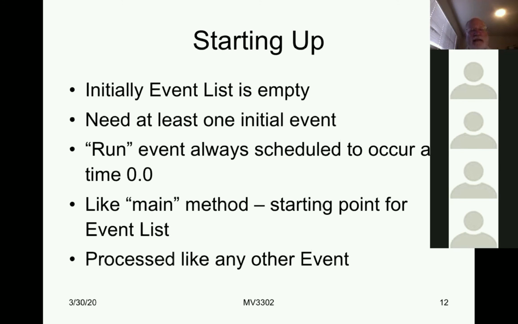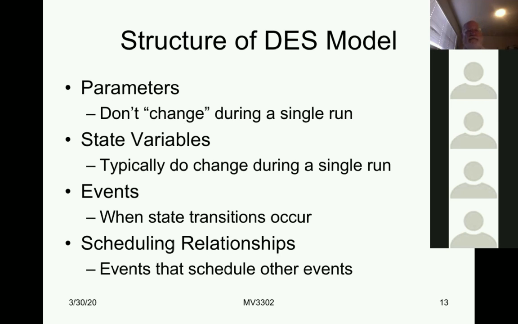You can think of it like the main method in Java. If you remember, where does Java know where to start? Well, it starts in the main method for the class that you pointed to. Similarly, the run event is always scheduled to occur at time 0. So we always put a run event on the event list so that in the beginning, there's always at least one event to process, and it occurs at time 0. Other than that, it's processed like any other event. What the run event does is up to what the modeler defines. So we'll see what that looks like.